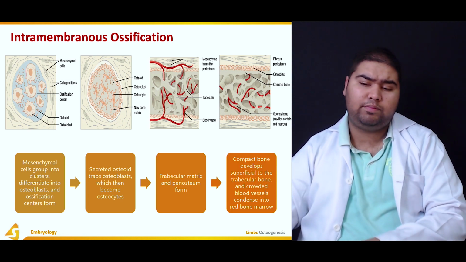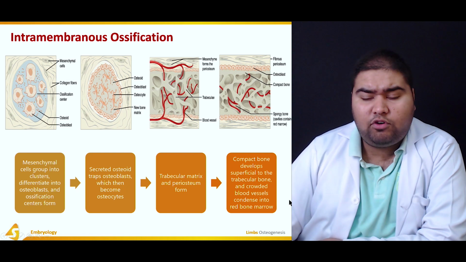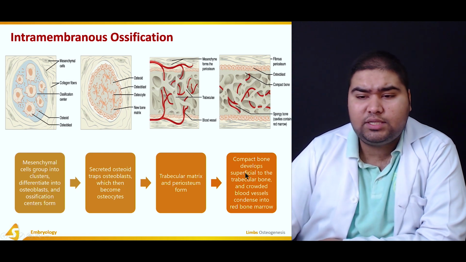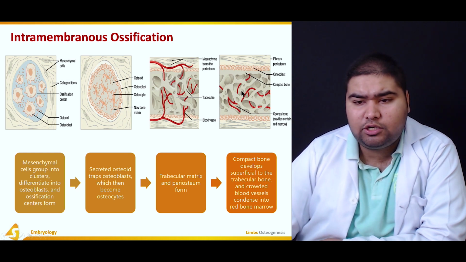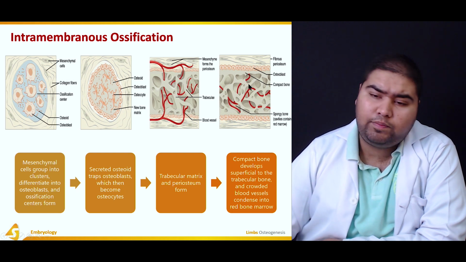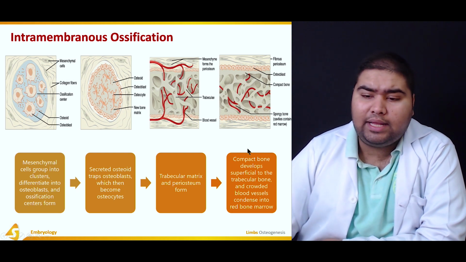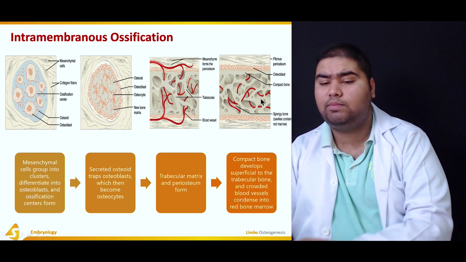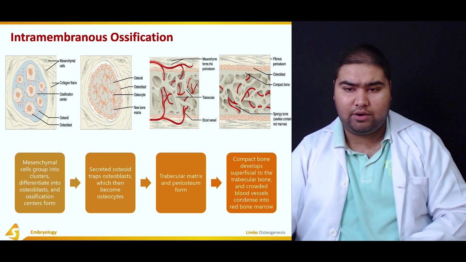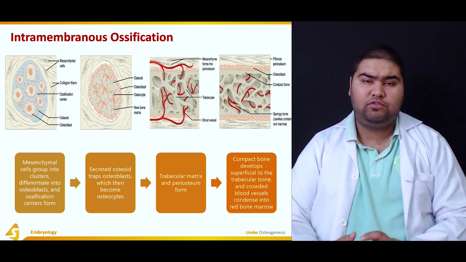The fourth and final process causes the formation of compact bone, which develops superficial to the trabecular bone. This is the compact bone. This is the trabecular bone. Trabeculae are large open air spaces. And the crowded blood vessels, which were initially crowded within the trabeculae, now form the red bone marrow. So the red bone marrow is formed.